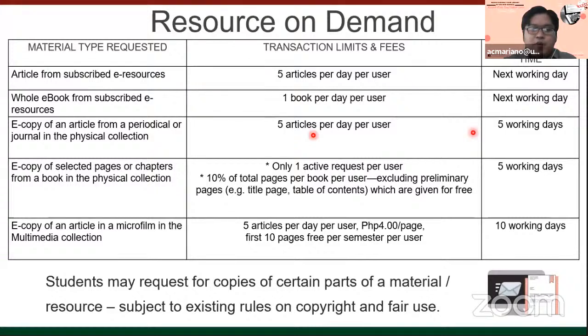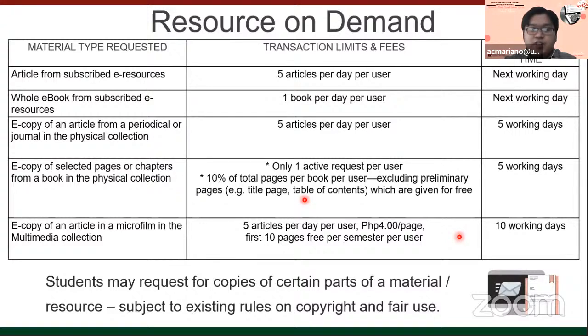So for an e-copy of an article or resource which is currently in microfilm form, the limit is five articles per day. You'd need to pay 4 pesos per page. First 10 pages is free per semester per user.